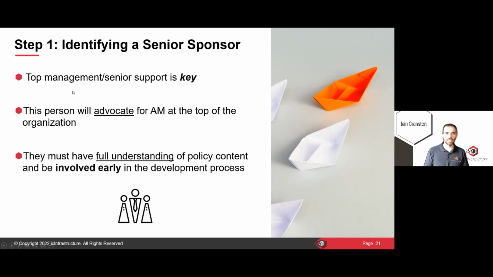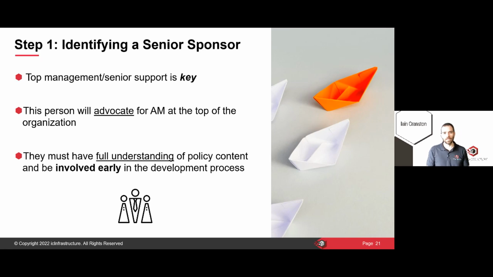So step 1, identifying your senior sponsor. Now, this is key. I cannot understate the importance of having a senior sponsor that is advocating for asset management at the top of the organisation amongst the other people in the senior leadership team. Anywhere that I've seen asset management struggle and stall out in an organisation or not get rolling, it's because there's been a lack of senior sponsorship. Okay, you have to find that person that can really help you advocate for asset management at the top of the organisation.